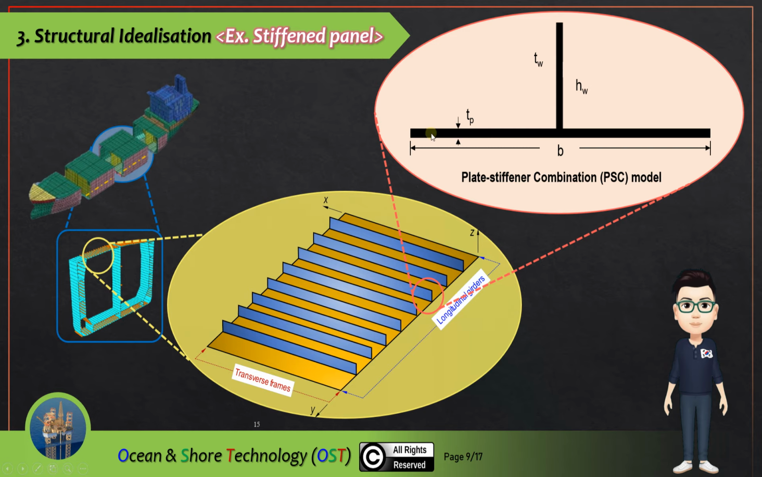This is the plate and the stiffener and the length, so that we will extract this part only and apply the actual compression. So this is one good example of simplification.